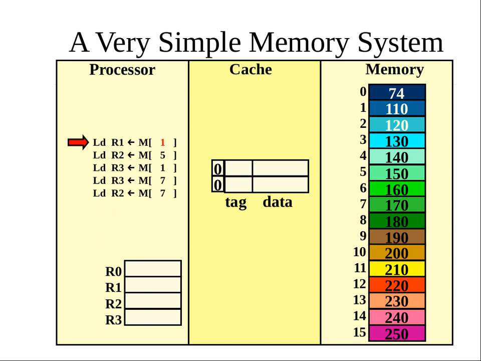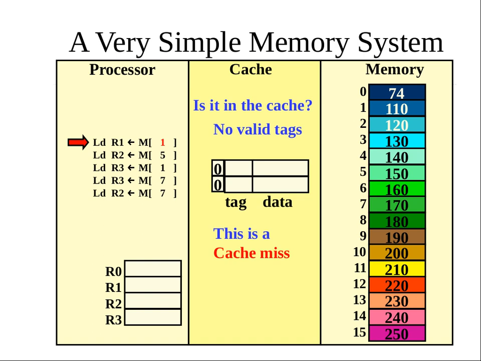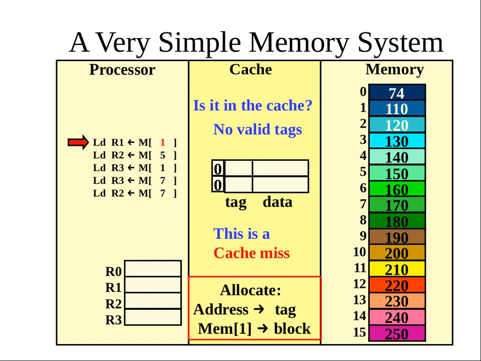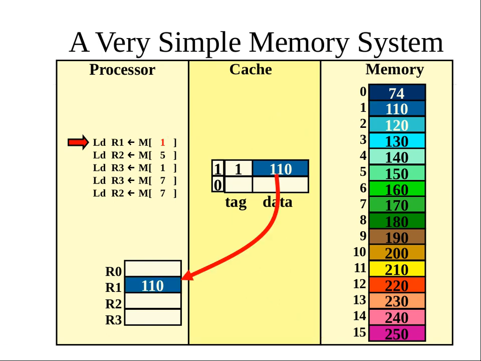All right, so we're loading from memory address 1. What does the computer do first? It checks if it's in the cache. Is it in the cache? No. There are no valid tags, so it's a cache miss. So what do we do now that we have a cache miss? You store the tag, 1, right there. Then take the data from memory, put it in there, validate it, and then store it into register 1. Everyone got that?